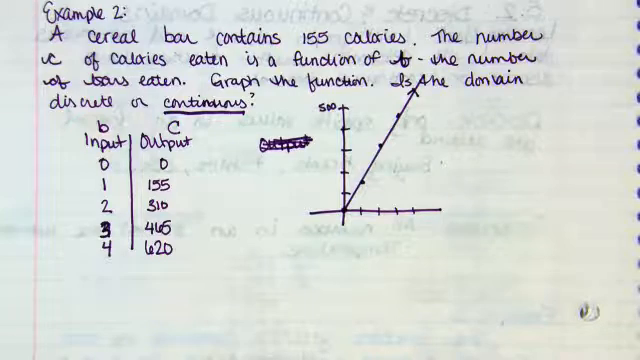So it's really just looking at the situation that you're given. If you're given specific values, then that's probably going to be a discrete situation. If you're not given specific values, it's more often that you will have a continuous situation. So just keep those things in mind.